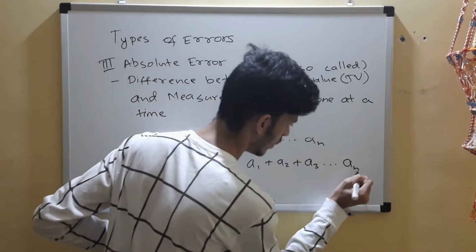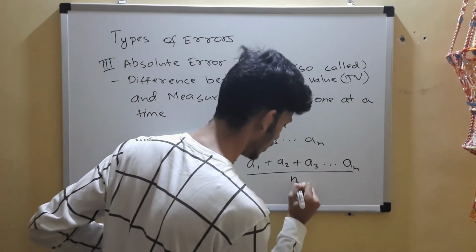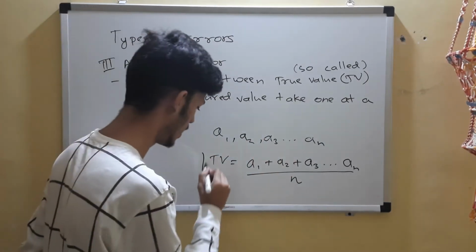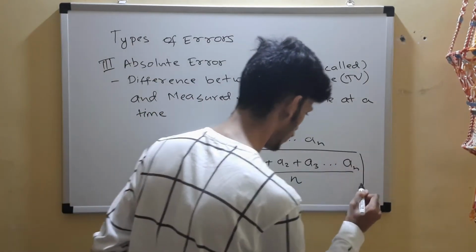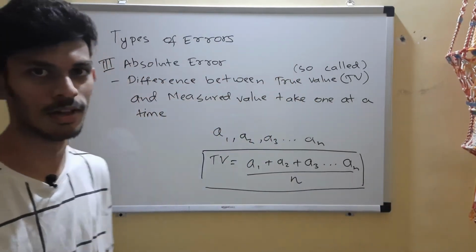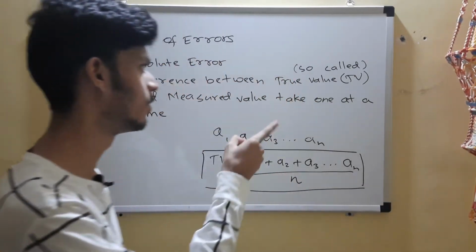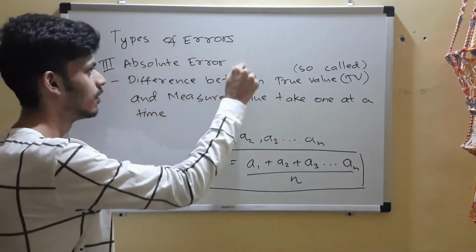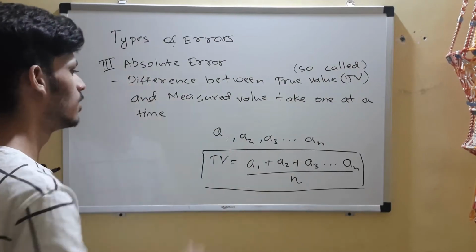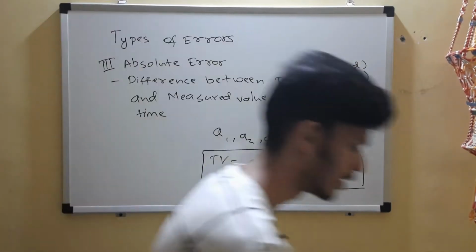The sum of all the values, divided by the number of times the experiment is done. So here it's done n times. So for true value, you have a formula, quickly note it down. But were we supposed to discuss true value? No, we wanted to discuss absolute error. So now let's discuss that.